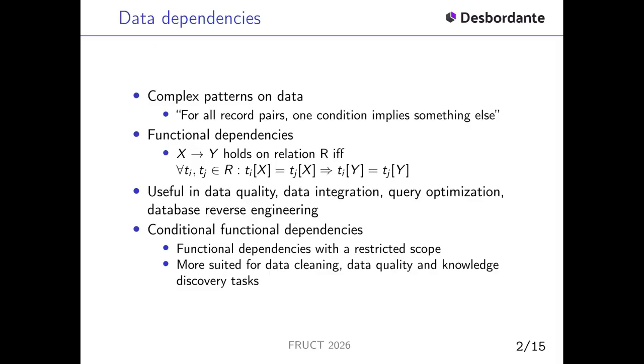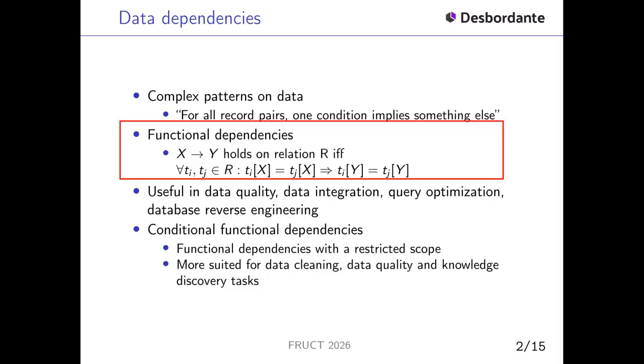Conditional dependencies are a type of complex rules. In general, complex dependencies can be described as follows. For any pair of records, one condition implies another. The most well-known example of such rules is functional dependencies, which I will call FDs for short. An FD states that if two rows in a table match in some columns, then they also match in other columns. Complex dependencies are used to improve data quality, integrate data, optimize queries, and reverse engineering databases.